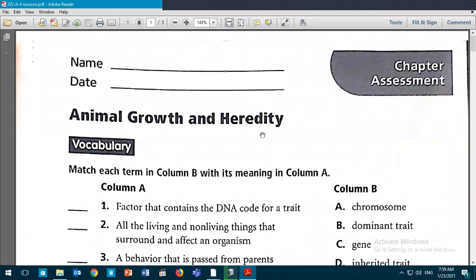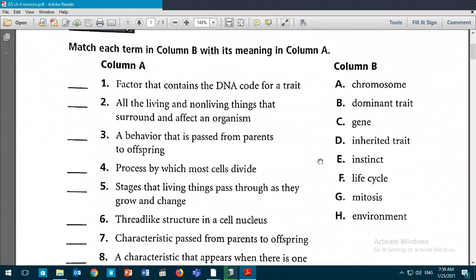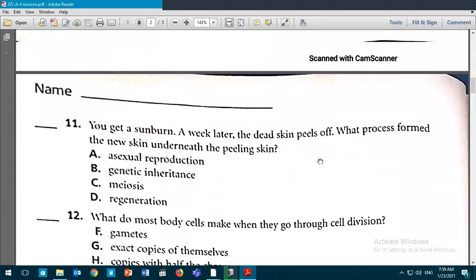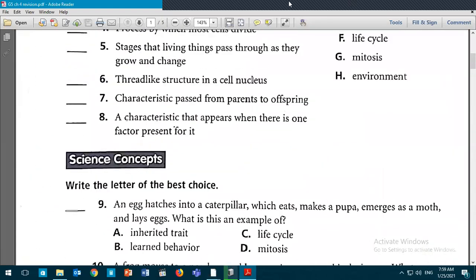Guys, can you see my screen now? Yes. Okay. We'll do this revision sheet also. I'm still admitting some of your friends.